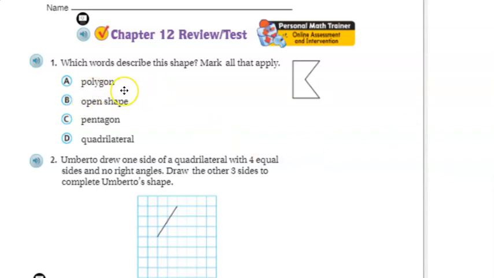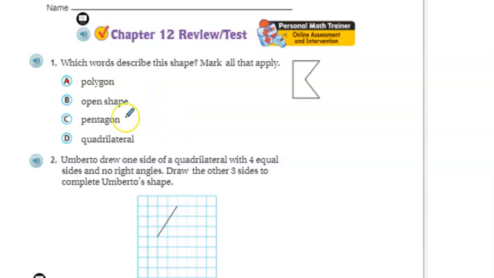We know polygons are closed figures that are made up of line segments. And so we see that this shape is a closed figure and it's only made up of line segments, so that works for us. So we can definitely choose polygon. Open shape, when we look at it, we see all the sides are closed, so it does not qualify for an open shape.